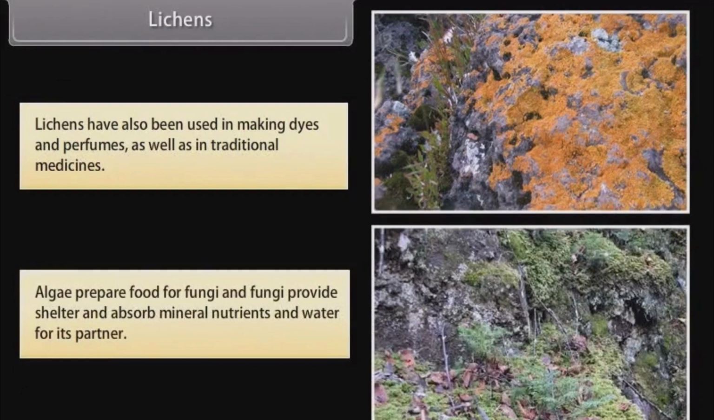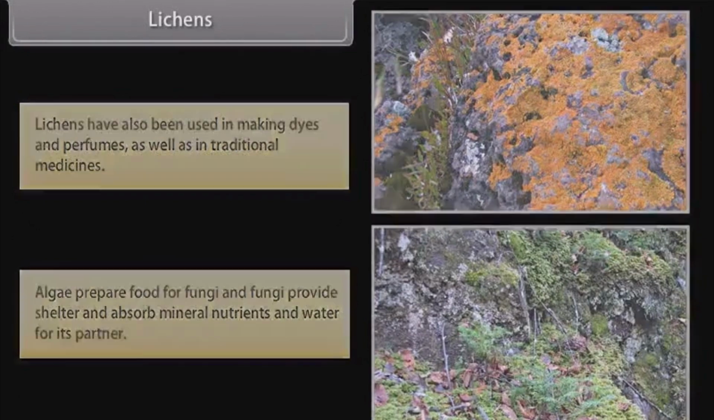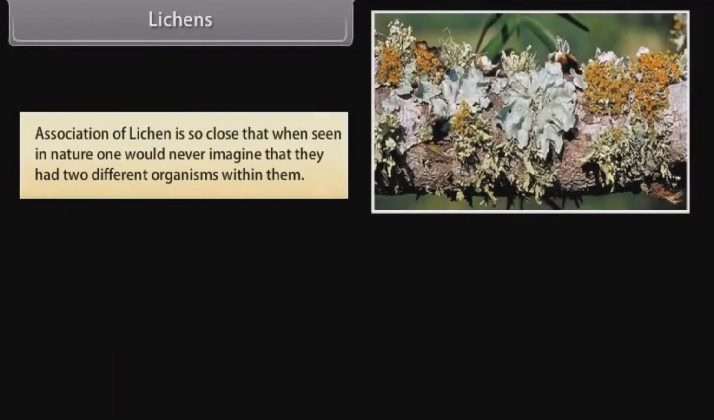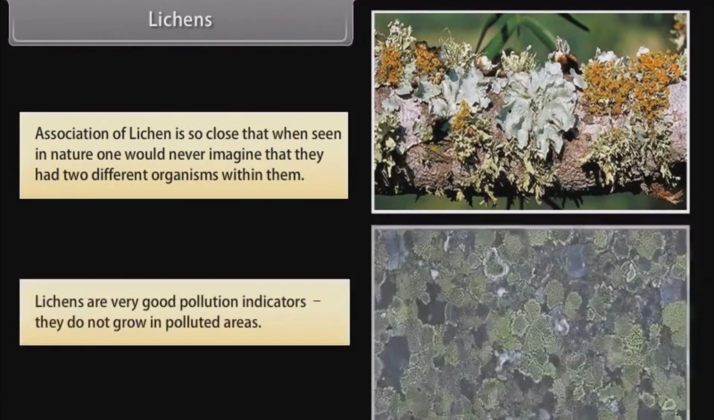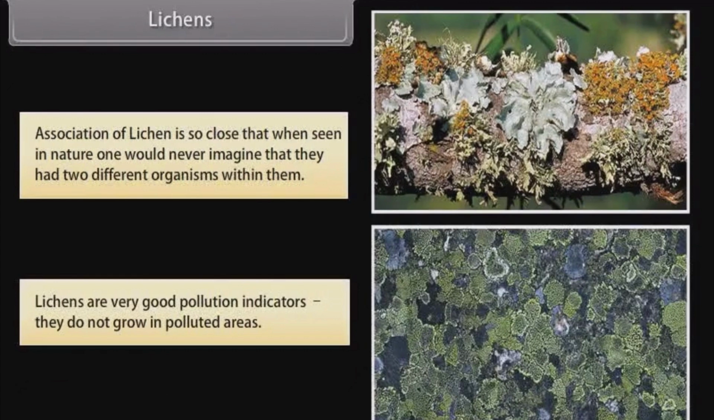Algae prepare food for fungi, and fungi provide shelter and absorb mineral nutrients and water for its partner. Association of lichen is so close that when seen in nature, one would never imagine that they had two different organisms within them. Lichens are very good pollution indicators. They do not grow in polluted areas.